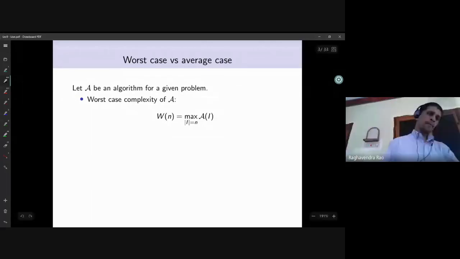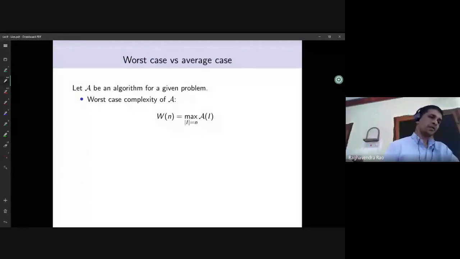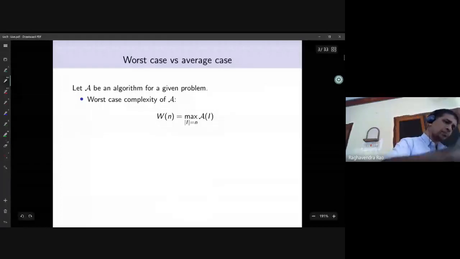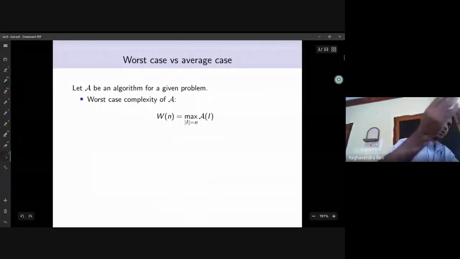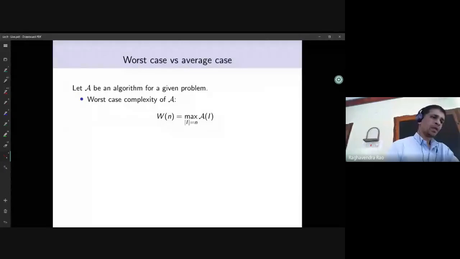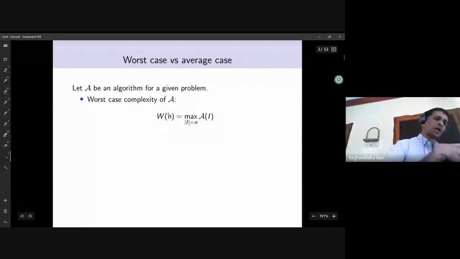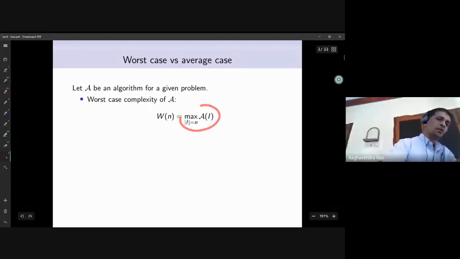Okay. Just try to understand the worst case complexity. So I've already described the way we define worst case complexity. So let's say abstractly, A is some algorithm for some given problem. Could be any of your favorite problems. The worst case complexity of A is defined to be, let's say, W of n, where n measures the input length, max taken over all inputs of length n.